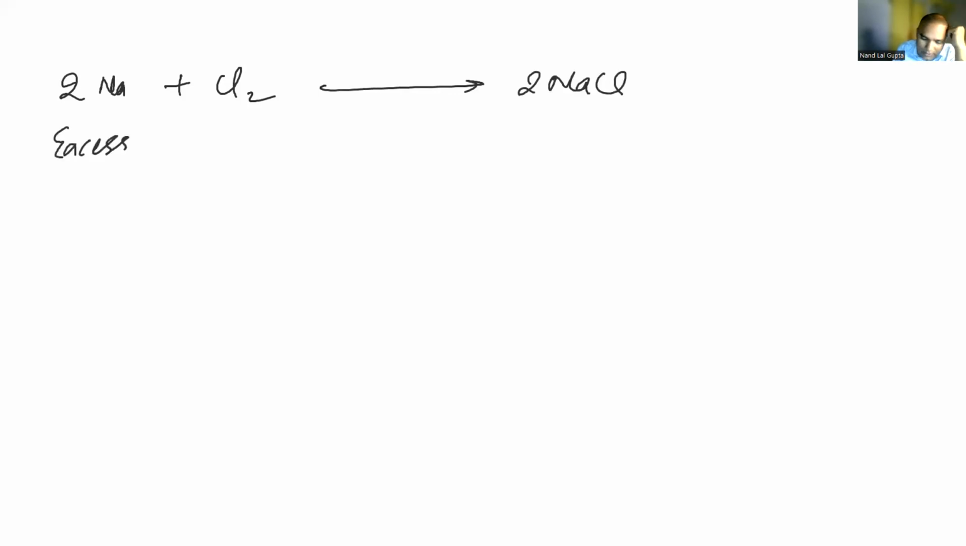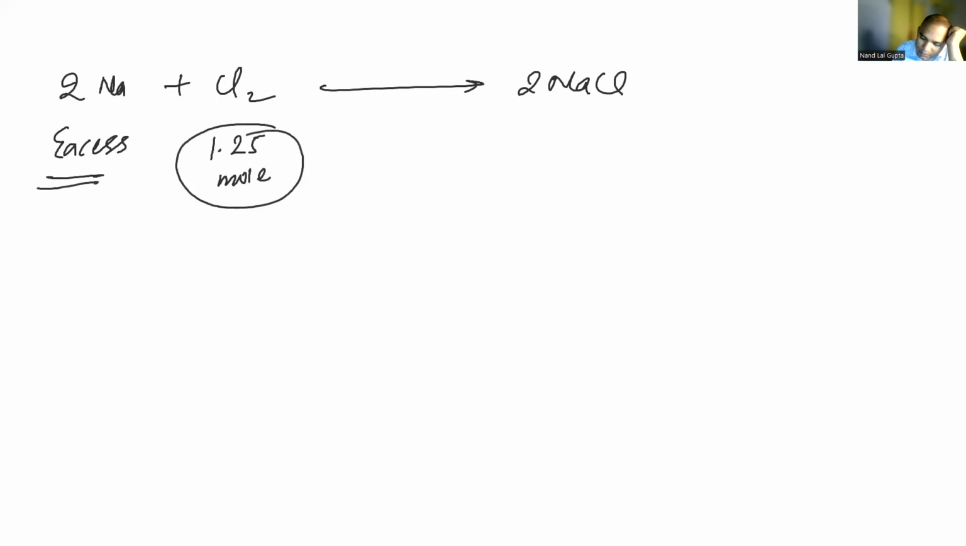Now the next question. They are saying, determine the mass of sodium chloride produced when 1.25 mole Cl2 gas reacts vigorously with excess sodium. See, 2Na is there, then Cl2 gas is there. It is forming 2NaCl, right? They are saying sodium is in excess, and Cl2 is 1.25 mole. So excess means not limiting reagent.